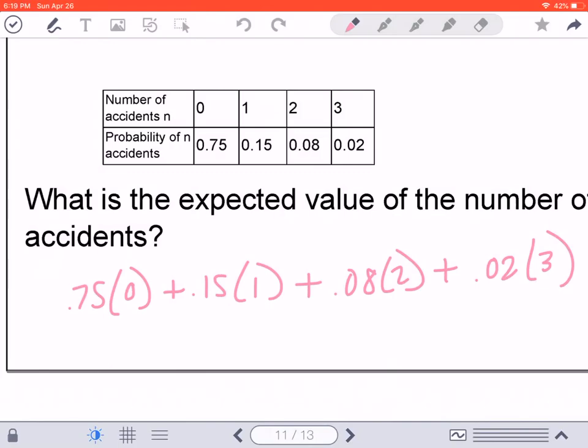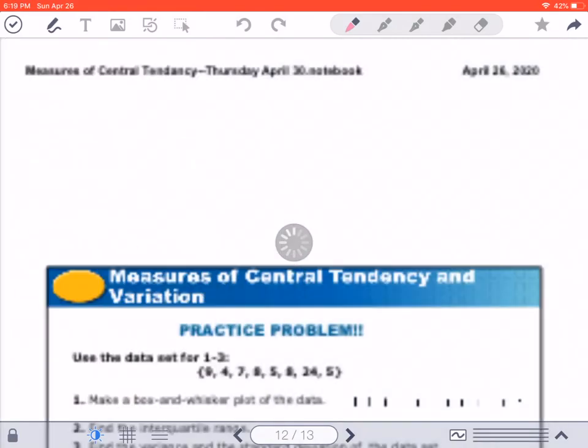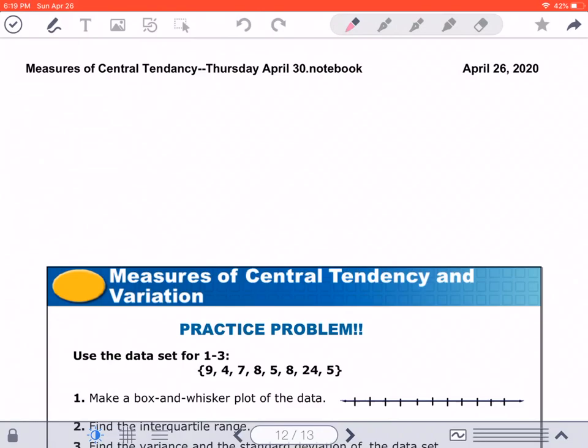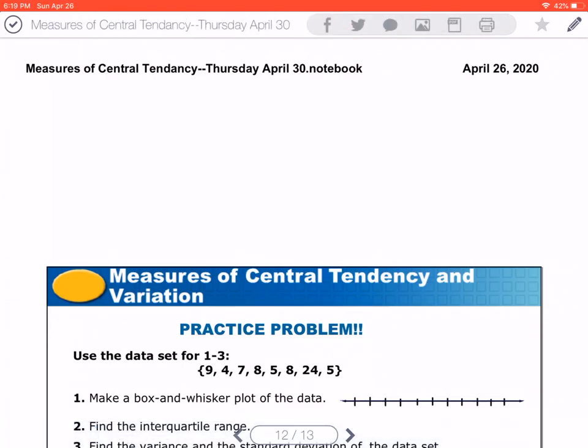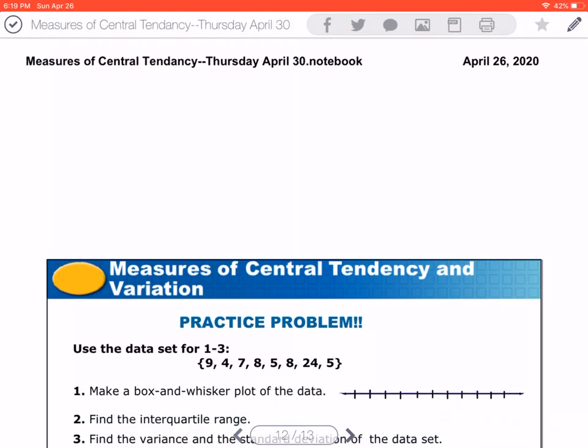So adding all of these together, what we end up getting is 0.37. So the expected value for this data chart above is 0.37. All right, so this is going to be our last example for today.